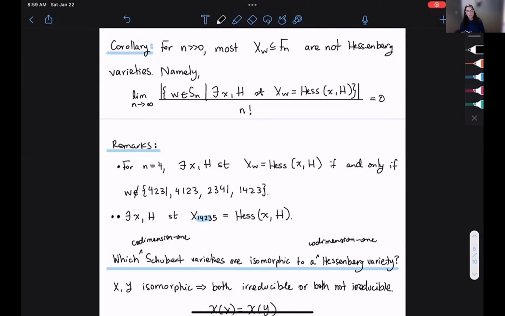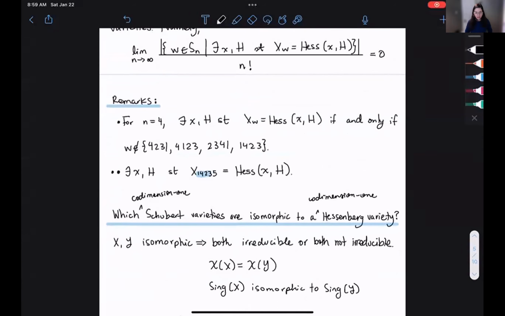Okay, so which codimension 1 Schubert varieties are isomorphic to a codimension 1 Hessenberg variety? Of course, if you're going to show that two varieties are isomorphic, you can try to give an isomorphism. But if you want to show that they're not isomorphic, you probably want to use invariants. So here are the invariants that are most important to us. If you have two varieties that are isomorphic, they had better both be irreducible or both not be irreducible. So if we want to answer this question, given that Schubert varieties are irreducible, we want to restrict to irreducible Hessenberg varieties.